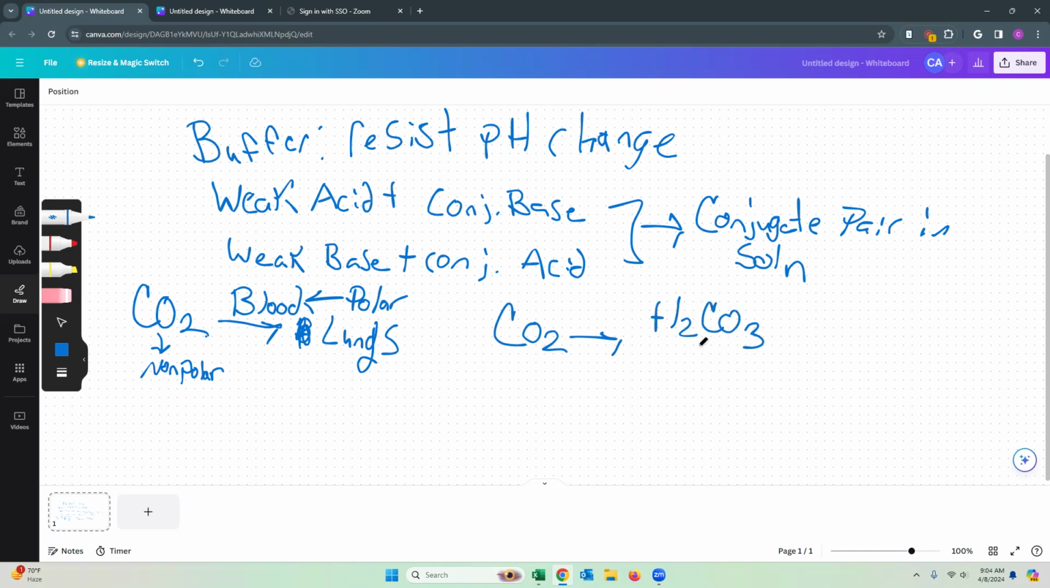Now, H2CO3 can break down to HCO3 minus. And this is your blood buffer. This is the substance that keeps your blood at a slightly basic pH, like 7.2. Let's see how a buffer would work just using our example.